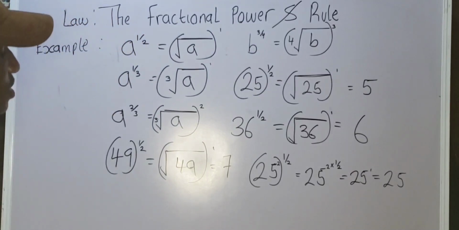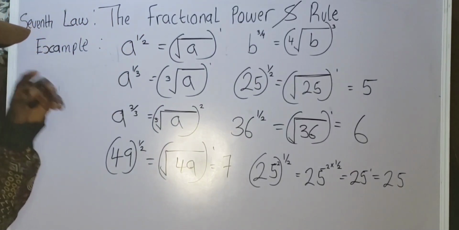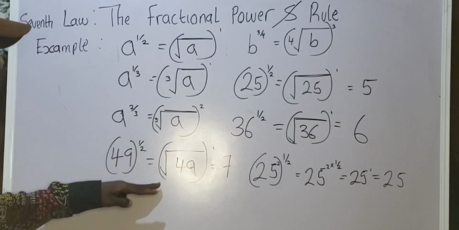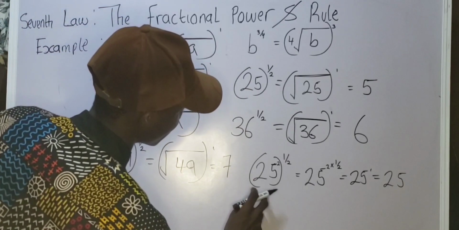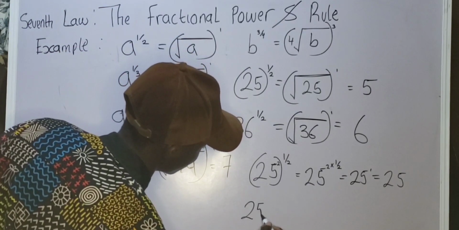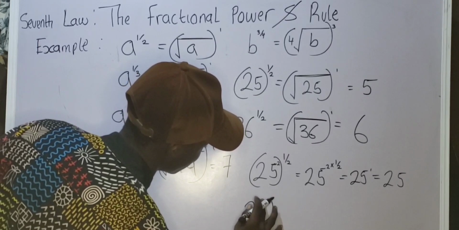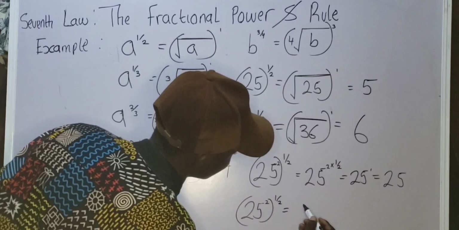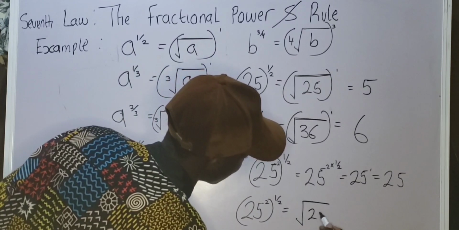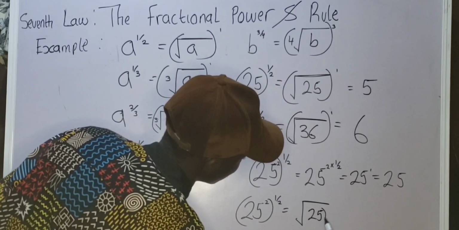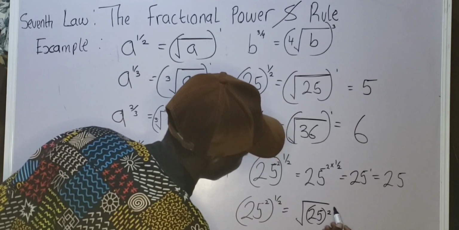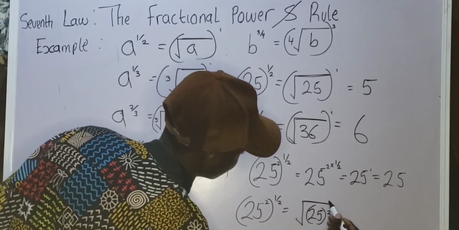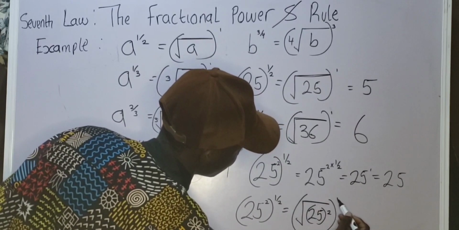Do you understand? However, if you want to proceed with this law, we can rewrite this expression, that is 25 raised to the power of 2. This is not minus. Raised to the power of 1 over 2. That is what? The square root of 25 raised to the power of 2. Do you understand? Raised to the power of the numerator.